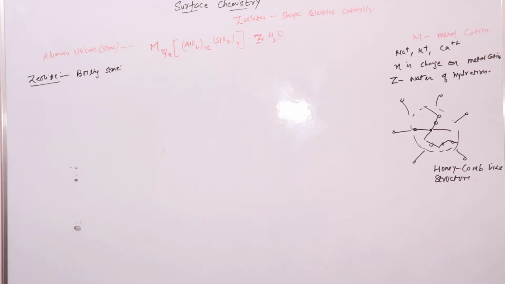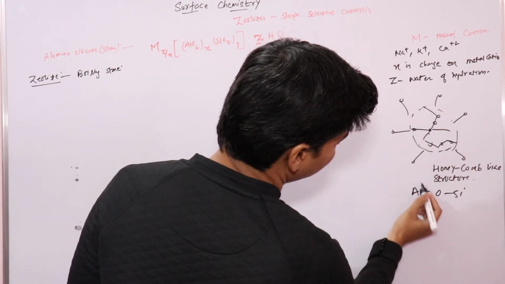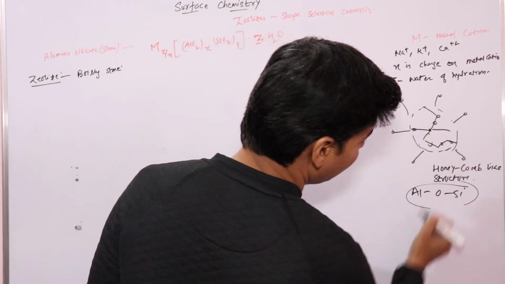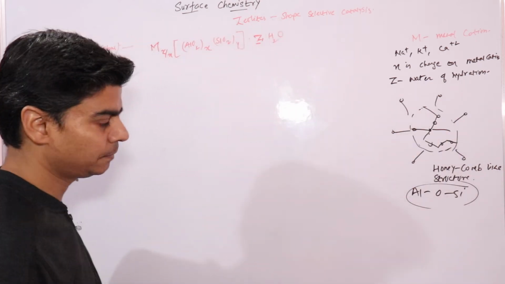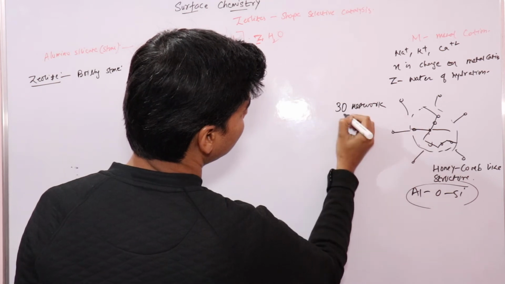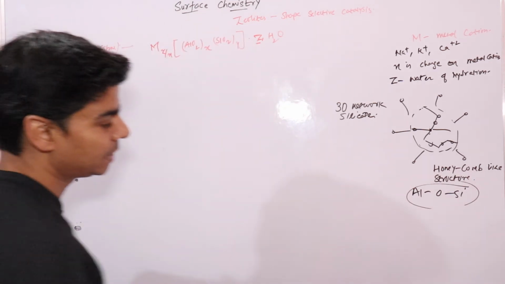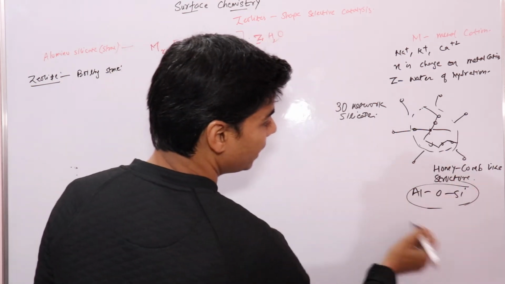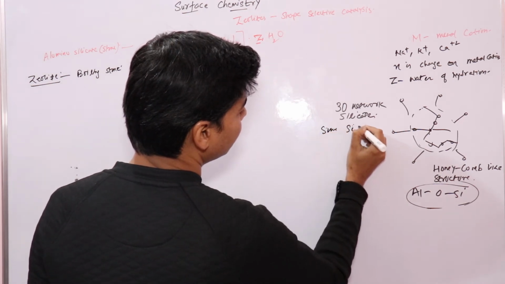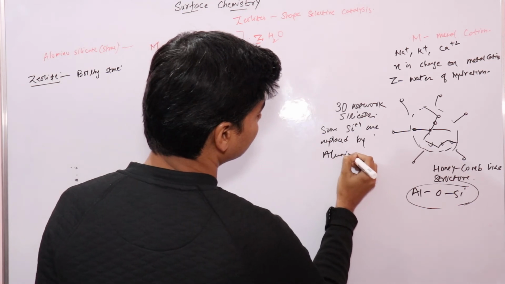These are three-dimensional network silicates in which some of the silicon atoms are replaced by aluminium atoms, giving the AlOSi framework. You have this AlOSi framework in this honeycomb structure. So the structure is a three-dimensional network of silicates in which some silicon atoms are replaced by aluminium atoms.